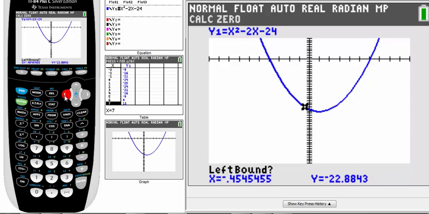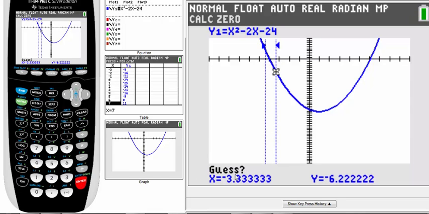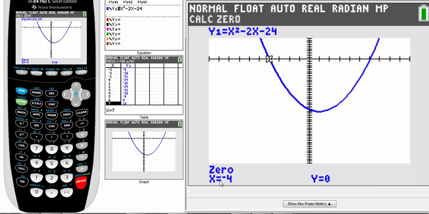So I can arrow over, and you can see that little asterisk moving. And I can see now that I'm to the left of it. It can be anywhere to the left. And then you hit enter, and now it's saying to the right of it. So let's move a little bit to the right, hit enter, and now it says to guess. And to guess, you can just leave it where it's at right now, or you can move the cursor to where you think it's closest. Hit enter, and it tells me my solution, negative 4, 0. So these are a few nice little things to find these zeros for the function.